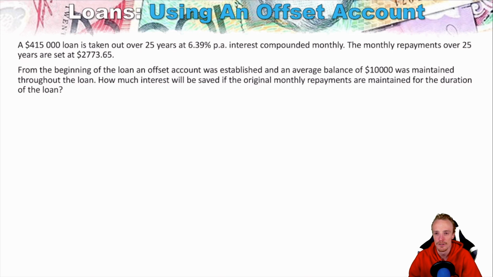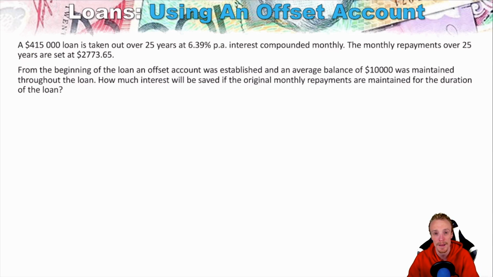So the final interest saving strategy that we're going to take a look at is that of using an offset account, essentially attaching an offset account to the loan itself. So first of all, what is an offset account? Well, an offset account basically is a type of savings account, but it's a special type of savings account that doesn't accrue any normal interest of its own.